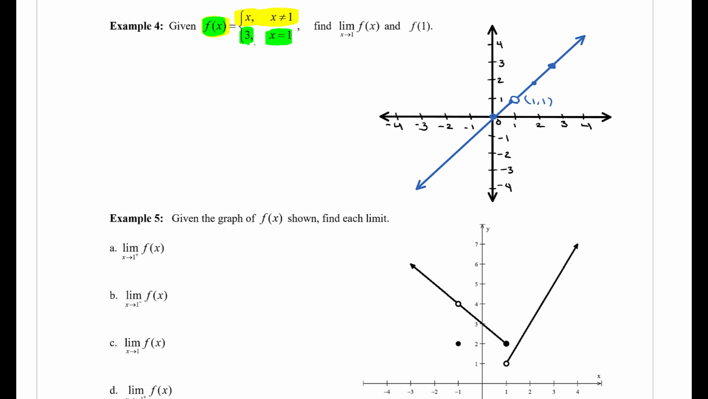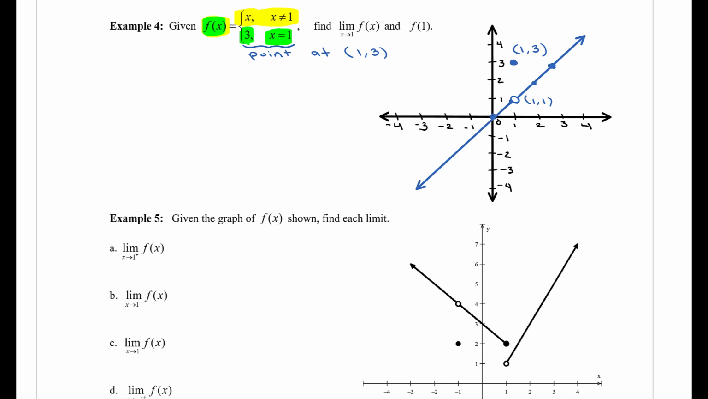I've highlighted in green f of x equals 3 when x is equal to 1. This is just going to represent 1 point. I've drawn a curly bracket right underneath the 3 when x is equal to 1, and I've written point at 1 comma 3. So on my graph, I've drawn a point at 1 comma 3, and I've labeled it with the ordered pair 1 comma 3. Here is the graph of my function.